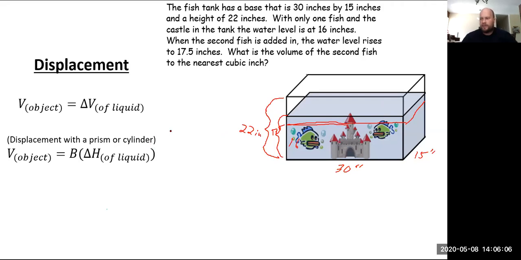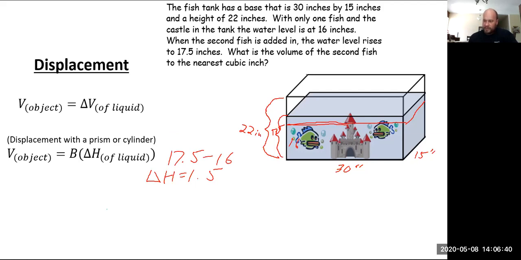And that'll give you the volume of the fish in this case. So we know that the height before the second fish was put in was 16. The height after was 17.5. So first thing we're going to do is take the 17.5, subtract off the 16, and that gives us 1.5. This is the change in height for this problem. So the water is making a prism with a height of 1.5.